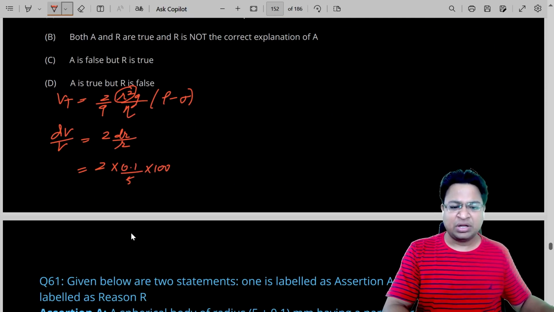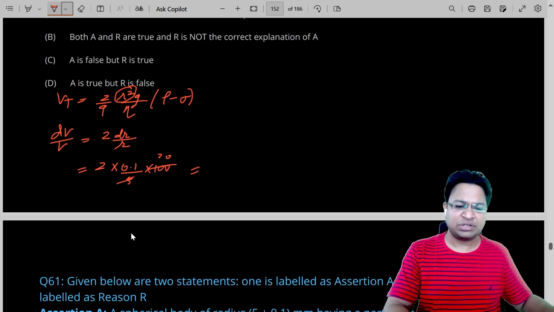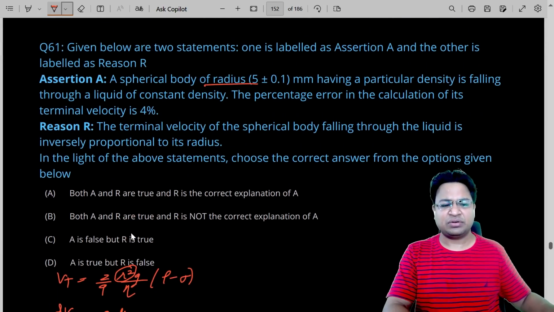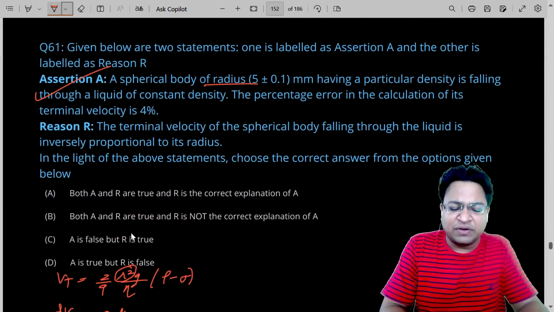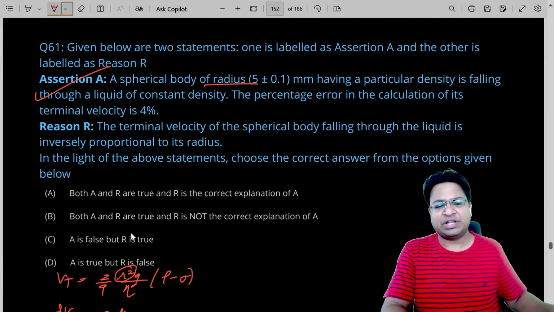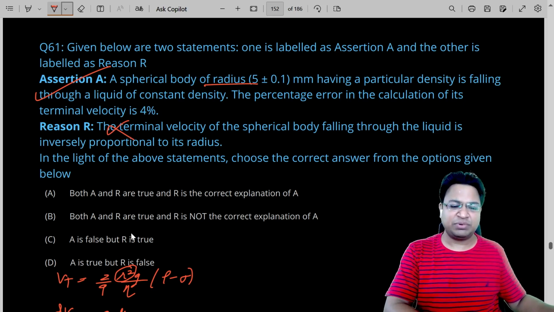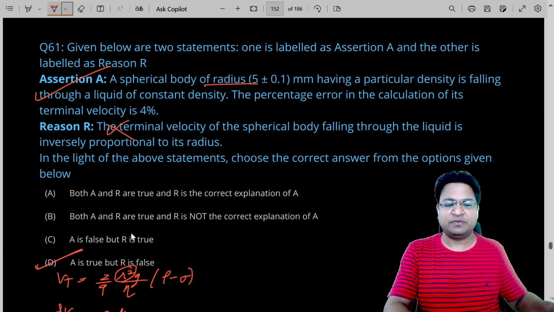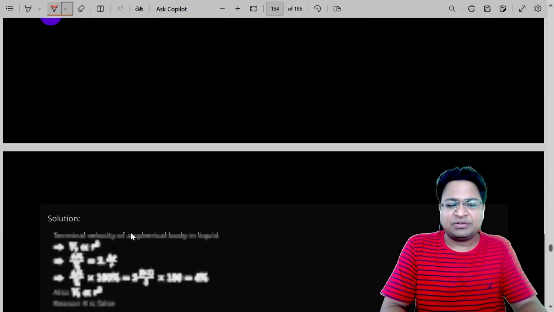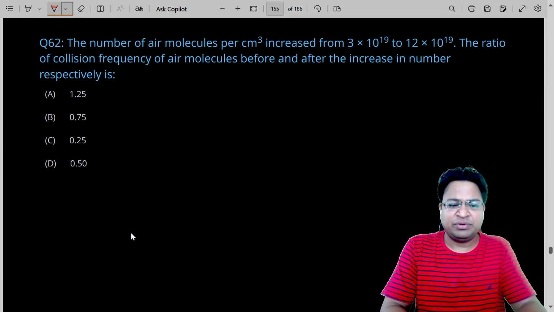So what do I get here? This becomes 20, and yes, 4% is correct. So statement one is correct. Now the terminal velocity of the spherical body falling through the liquid is inversely proportional to its radius. That part is wrong. It is directly proportional to the square of the radius. So statement one is true, but statement two is false. Option D would be the right one. All right, so that was question number 11 for you. Now we go to the next question.